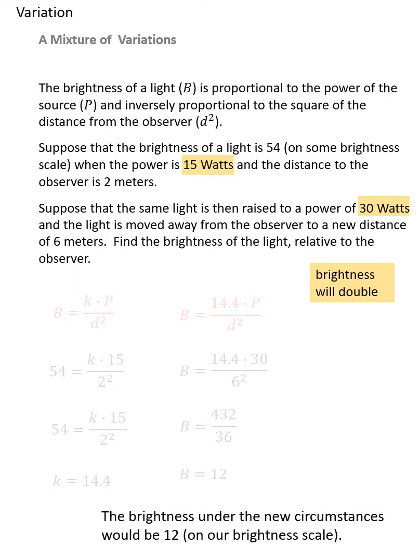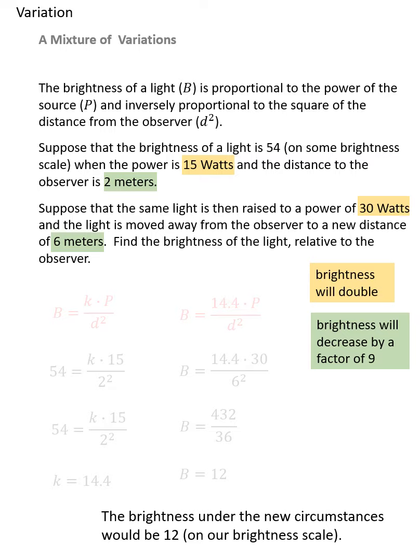But at the same time, we moved it further away. It used to be 2 meters away, and now it's 6 meters away. Now, that has increased by a factor of 3. It is now 3 times as far away from the observer as it used to be. But further away means less brightness. And because of the square of the distance, or the d squared, whenever you triple the distance, you will decrease the brightness by a factor of 3 squared, or 9 in this case.